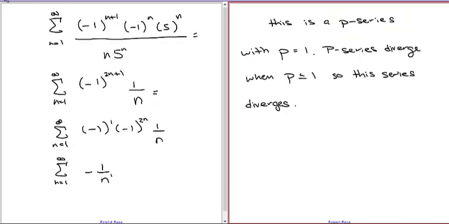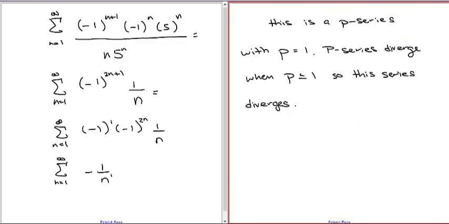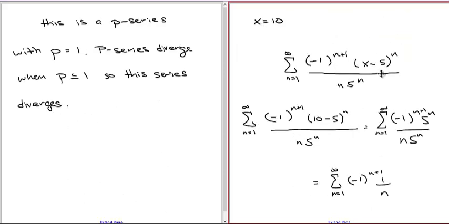So if we go back to our interval, it doesn't work at x equals 0. Then we go to x equals 10, so we plug that into the same original series expression. So you get 10 minus 5. And you remember when it was 0, you got -5. When it's 10, you get +5. So there's no negative to deal with here because it's positive to start with. And so you can immediately cancel out 5 to the n. And you're left with this simplified version at x equals 10.